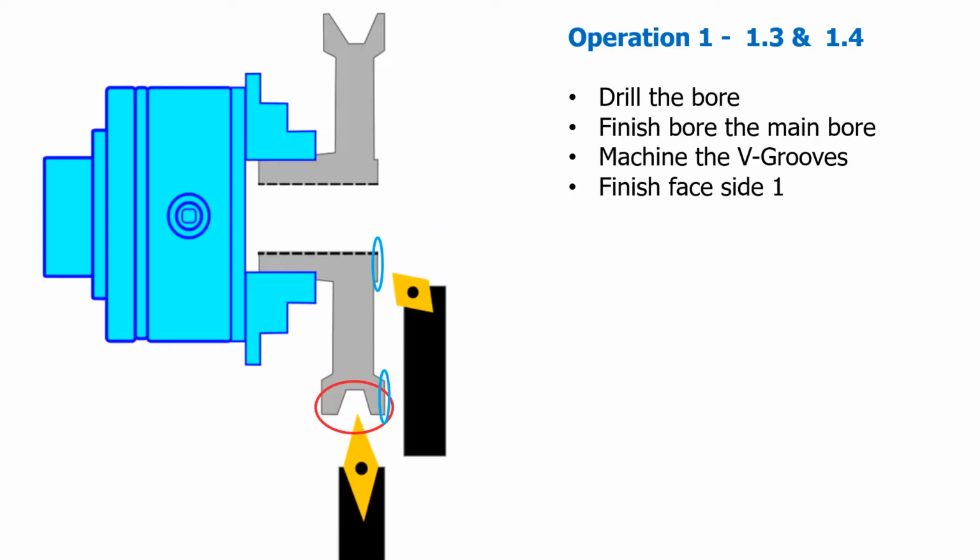Operation 1, step 1.3 and step 1.4. Machine the V-groove and machine the faces of side 1. We finished bored, faced and cut the V-groove without removing the part from the chuck, thus ensuring all machined surfaces are running true.